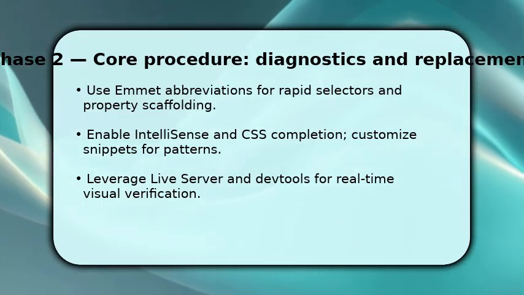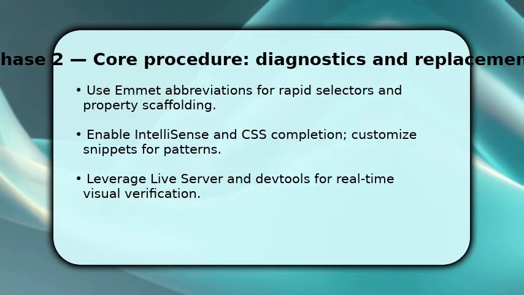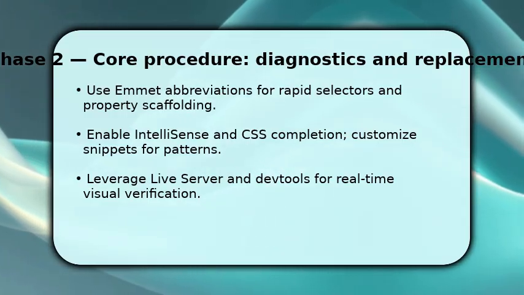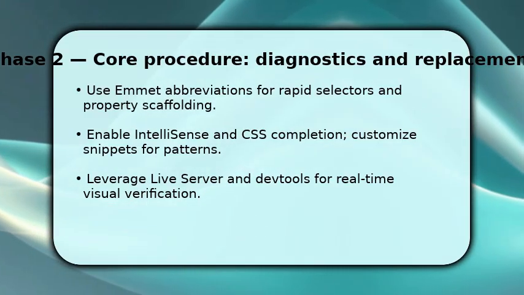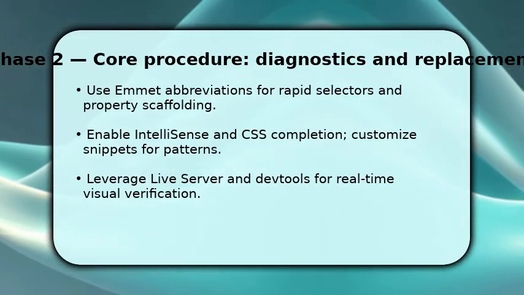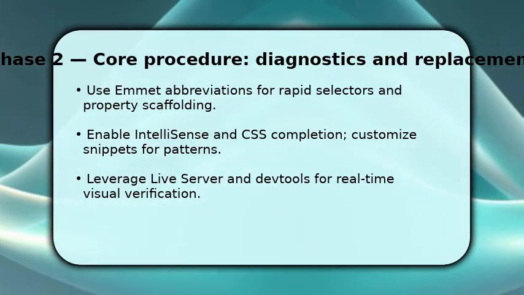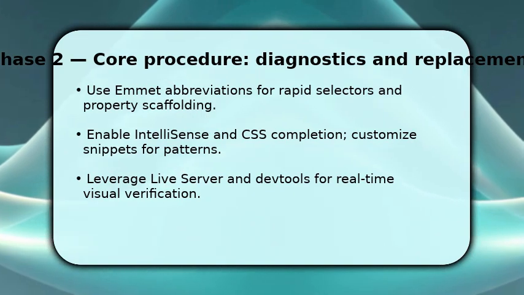Make sure Live Server is running and use the built-in DevTools to inspect rules and cascade. This explains why a rule wins. Also, use the linter panel to resolve specificity or syntax issues as you code. It prevents costly layout regressions.